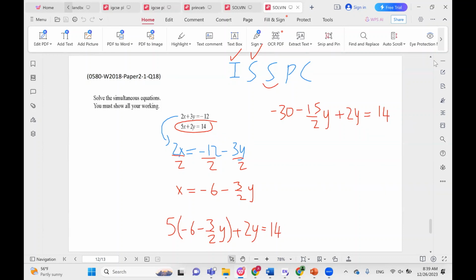To simplify further, you can always write this as a decimal if this helps. You can say negative 30 minus 7.5y plus 2y. You just do 15 over 2 on the calculator, and that gives you 7.5. Now we have 2y equals 14. So negative 30, and then negative 7.5 plus 2 gives you negative 5.5y equals 14.